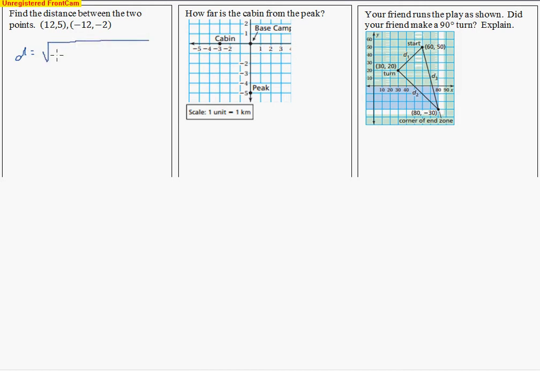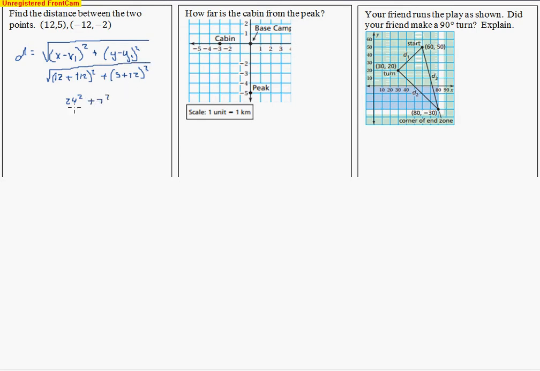The square root of the difference of the two x values, (x minus x1) quantity squared, plus the difference of the two y values, (y minus y1) quantity squared. I'm going to take the two x values and find the distance between them by taking their difference, 12 minus negative 12. When I do that work, I add the opposite and I get 24, and I'm going to square that number. Over here, I do the same thing. I take the difference of the two y values, 5 minus negative 2, and I square them. Again, I add the opposite, and that gives me 7.